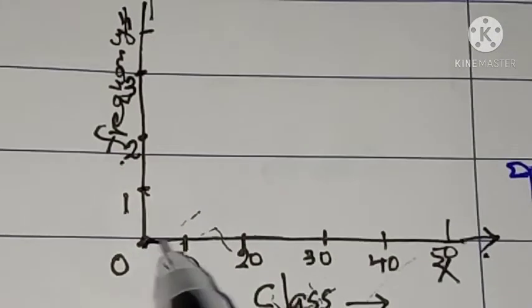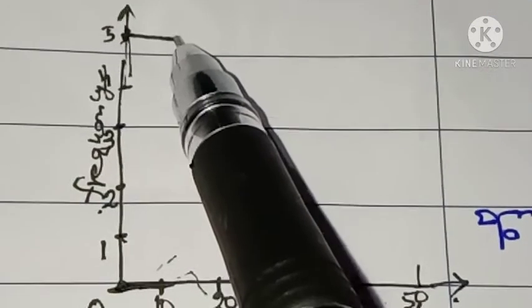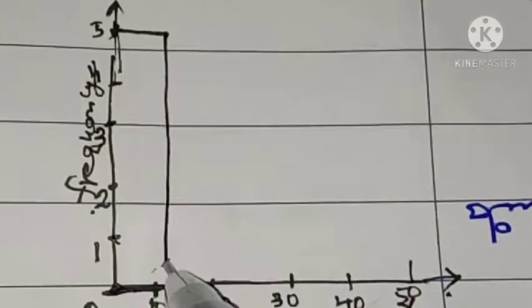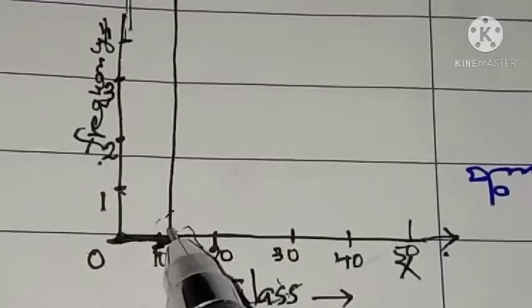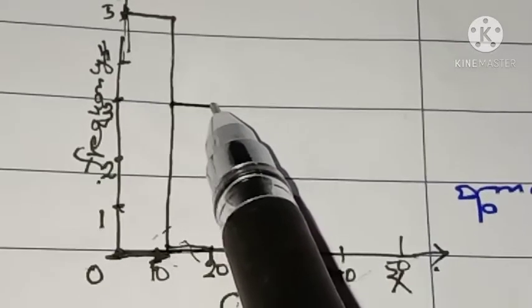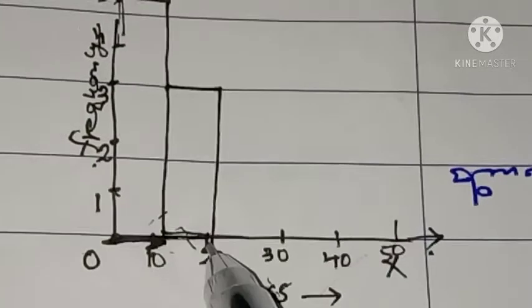Now the first class is 0 to 10. So this is the width, 0 to 10, and the frequency is 5. So 5 is here. 0 to 10, height is 5. So draw a rectangle of height 5. Next class is 10 to 20. Frequency is 3. So 10 to 20 is this space, and 3 is here. So draw a rectangle from 10 to 20 with height 3.